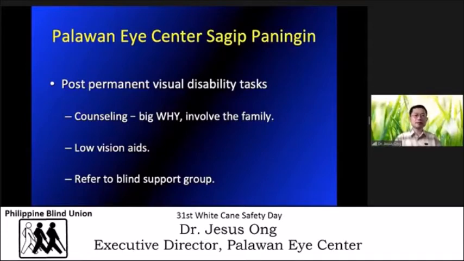Pangalawa dyan, after the counseling will be low vision aids, no? Na i-explain ni Dr. Onshaco. Then third, nowadays we already have the blind support group. Nung nag-uumpisa ako ng practice, wala talagang support group ang mga bulag o mga low vision. Nowadays, I'll just refer the patient to blind support group. In that way, nabubuhayan ng loob yung pasyente na, nga pala, may pag-asa pa, meron pa tayong pwedeng magawa. Pwede pa ako maghanap buhay kahit bulag na or low vision.